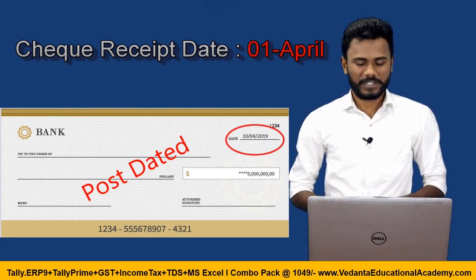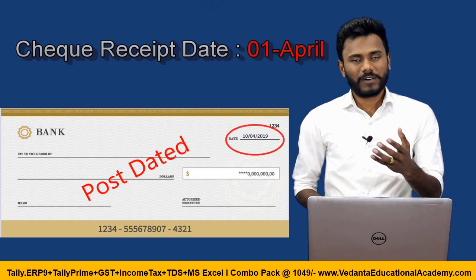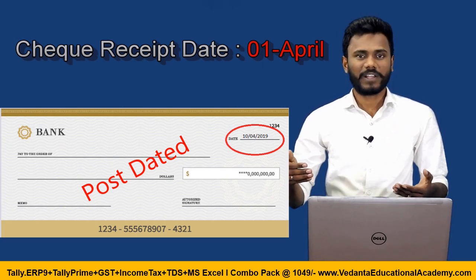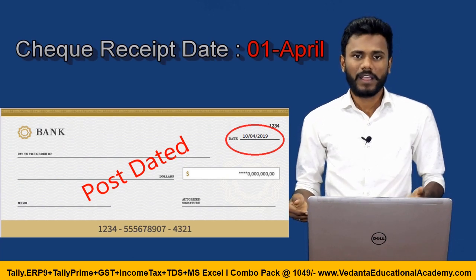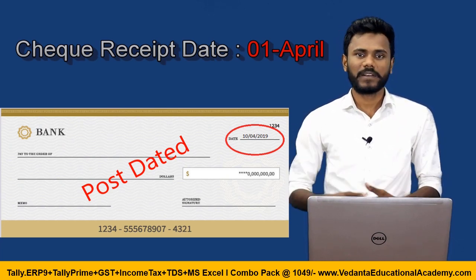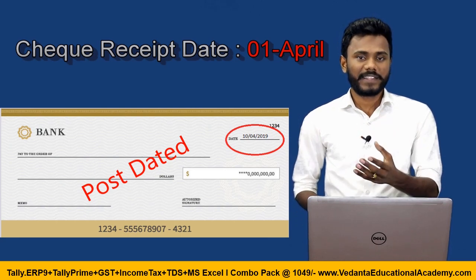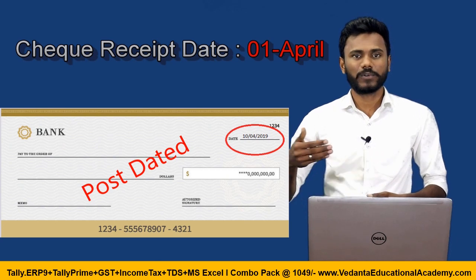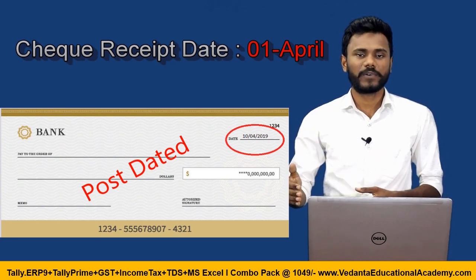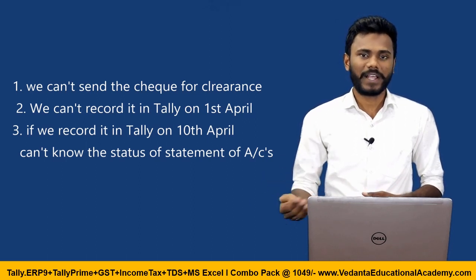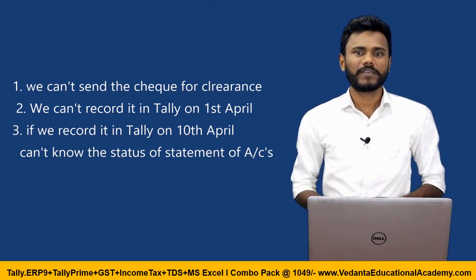So my doubt is, you received a check on 1st April, and on the check the date mentioned is 10th April. My question is, in Tally application, are you going to record it on 1st April or will you record it on 10th April? See, till 10th April we can't deposit the check in the bank for clearance because it is dated 10th April. If you send it for clearance before 10th April, the check will get bounced. So we can't send it to the bank for clearance. We need to keep it with us only.